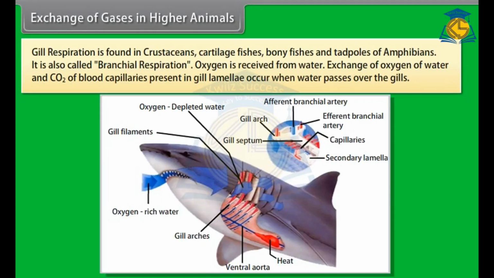Gill respiration is found in crustaceans, cartilage fishes, bony fishes, and tadpoles of amphibians. It is also called branchial respiration. Oxygen is received from water. Exchange of oxygen of water and CO2 of blood capillaries present in gill lamellae occurs when water passes through the gills.